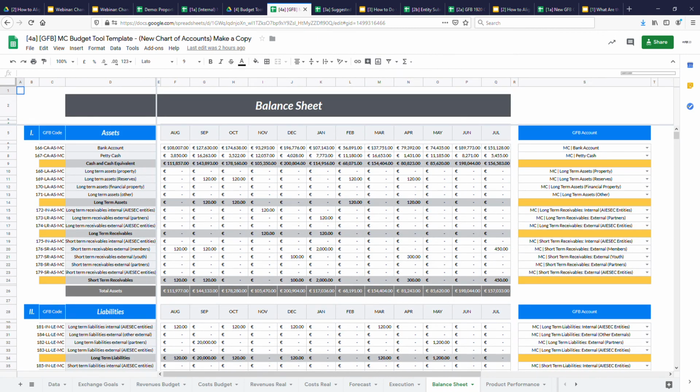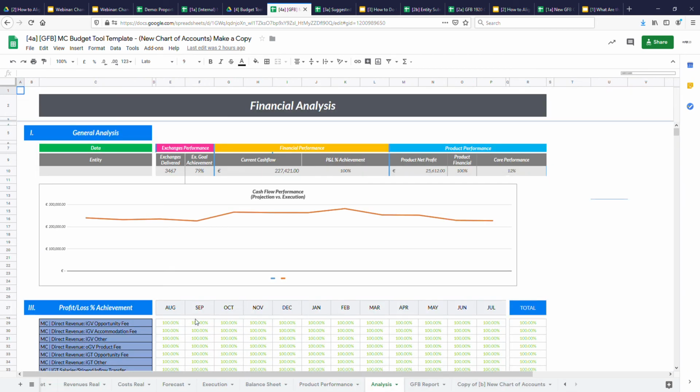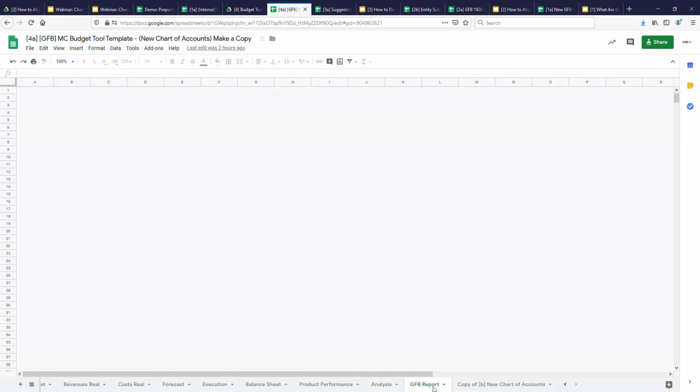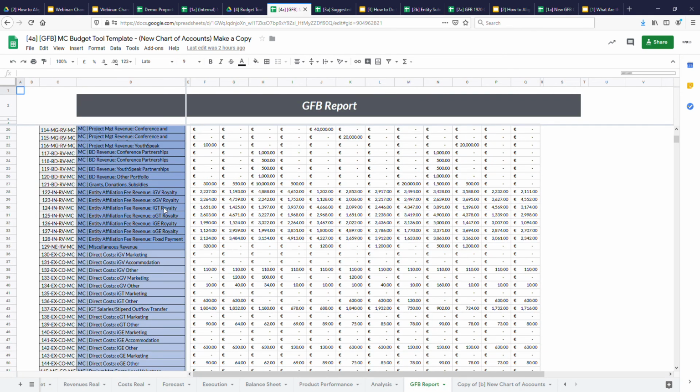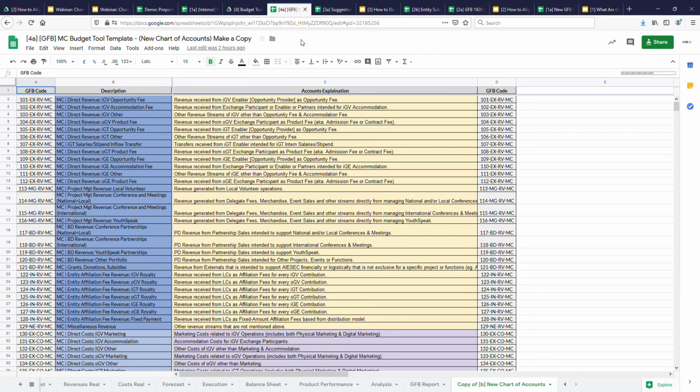Balance sheet. Product performance is a specific tab for your products. Analysis is just a quick analysis of your cash flow. And then there's also a GFB report template here, and also a copy of the description.